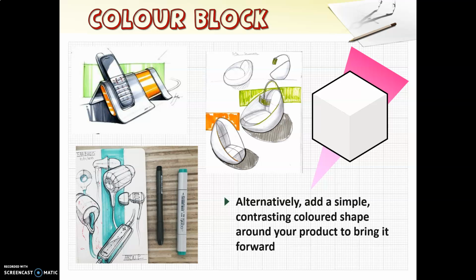Another way is using a colour block. So rather than a wash all the way around it, you literally just draw a shape, typically a rectangle or a simple triangle, for instance, and you tend to use a contrasting colour, and that sort of makes the product jump forward as well.